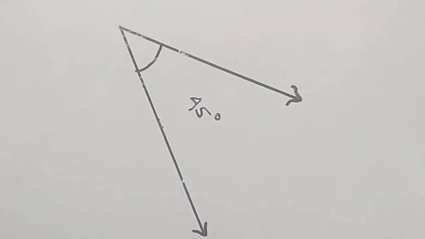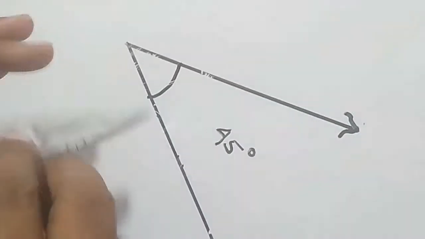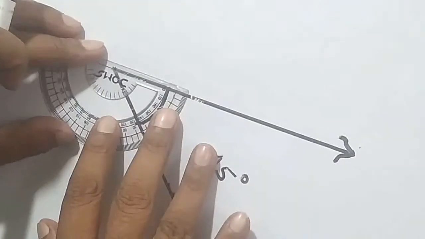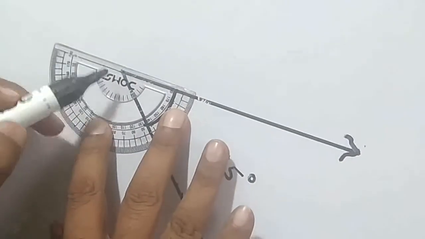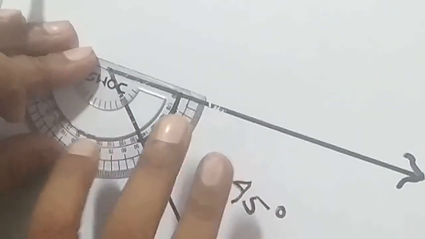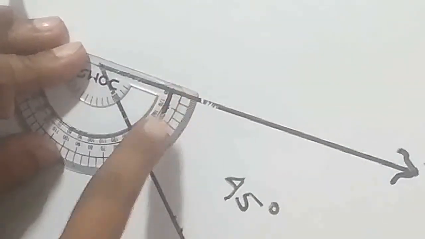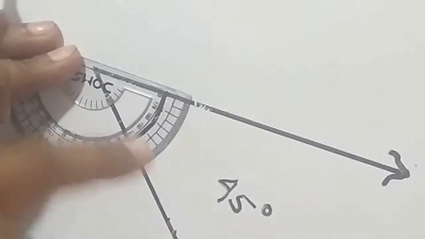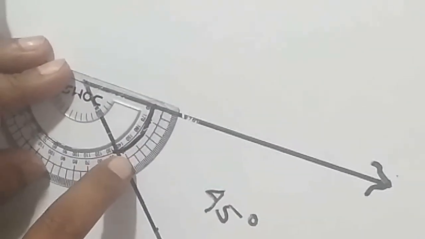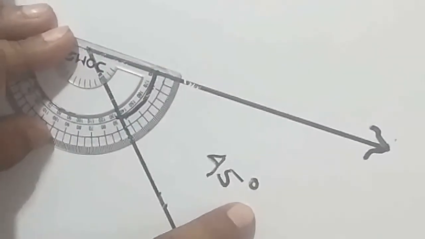We can measure the same angle from this arm also. This time we set the center point of the protractor on this arm, center point on the vertex, and the edge of the protractor with this arm, and then we start reading the upper scale. This time we start reading from this side. It is 0, 10, 20, 30, 40, in between 40 and 50 it is 45 degree. So the measurement of this angle is 45 degree.